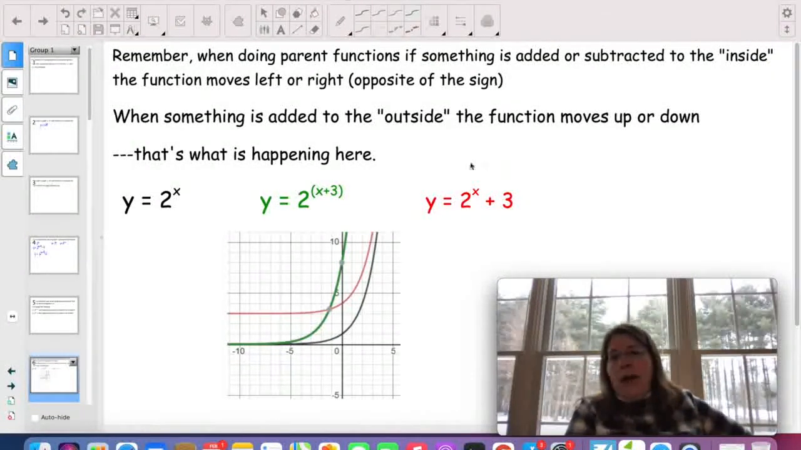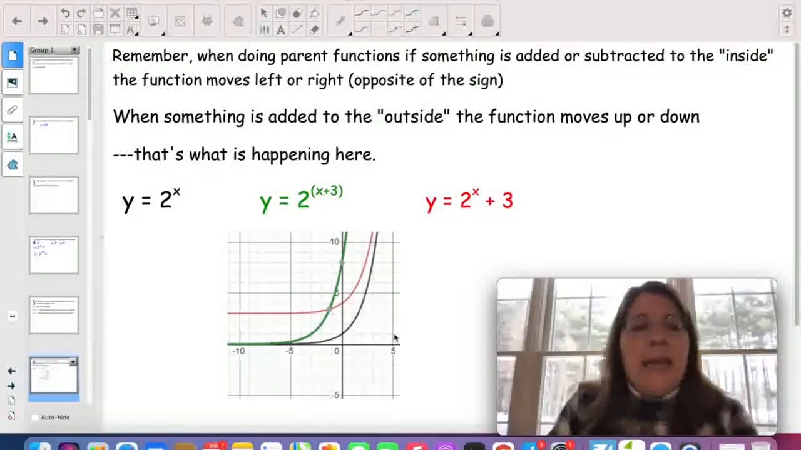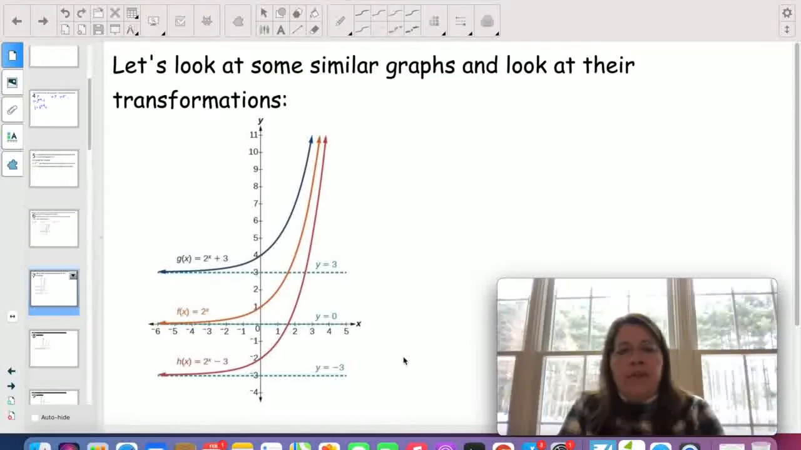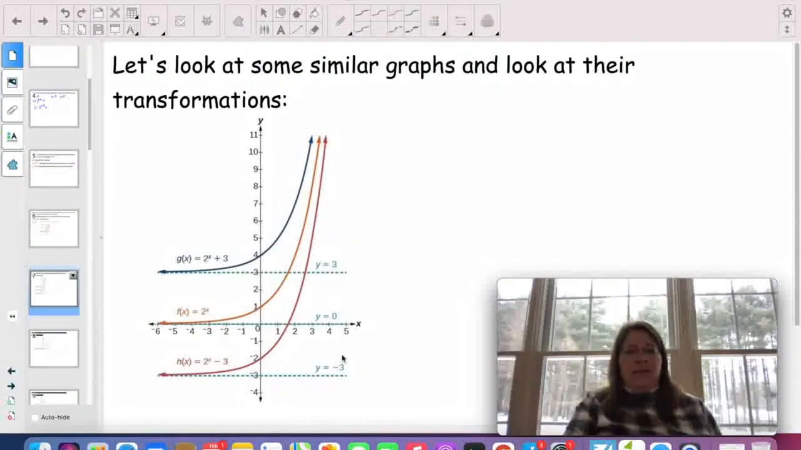For the y equals 2 to the x plus 3, we said that that plus 3 is probably going to make our parent graph move up 3. And that's in fact what it does. This graph moves up 3 from its original position. This ordered pair up 3. This ordered pair up 3. So you can see how transformations work in this exponential equation. So we can look at a bunch of different similar graphs to see what is happening here.